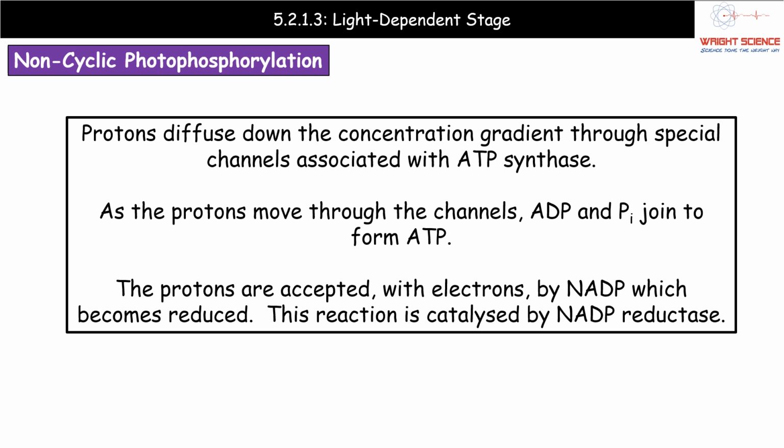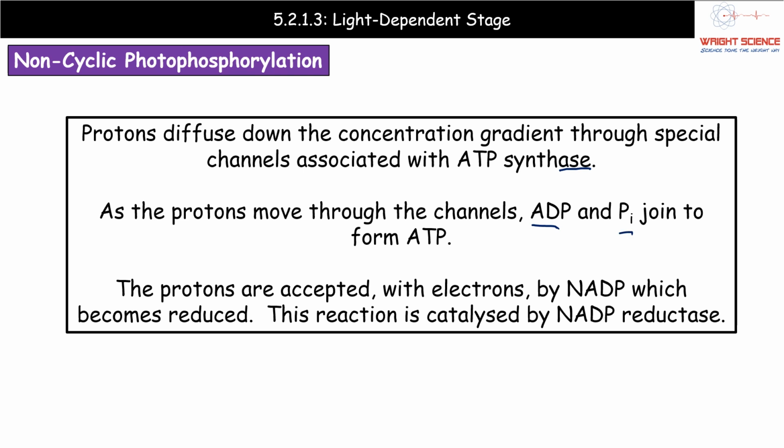Now, what we then find is that these protons, with their proton gradient, remember, are going to then just diffuse down the proton gradient through a special channel. And the key thing about this special channel is it's associated with an enzyme called ATP synthase. We know it's an enzyme because it ends in ASE. Now, ATP synthase, have a look at the first part of the name, ATP synth, it's going to be used to synthesize ATP. So as those protons move through those channels associated with the ATP synthase, then they're going to trigger the formation of ATP from the ADP and inorganic phosphate.